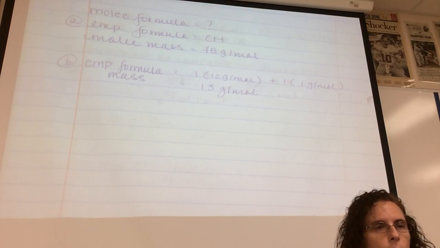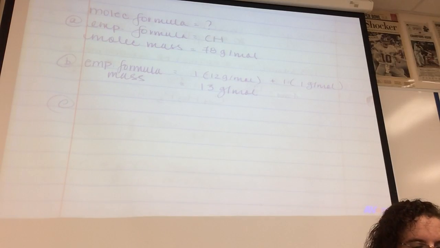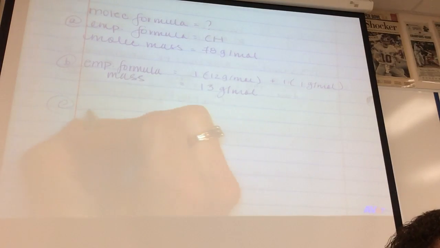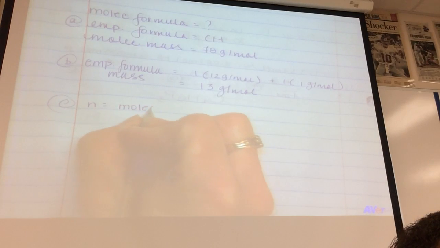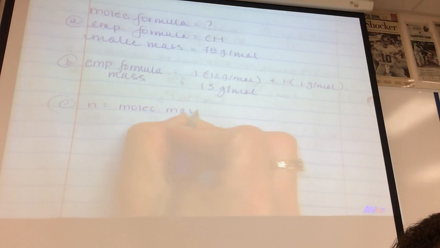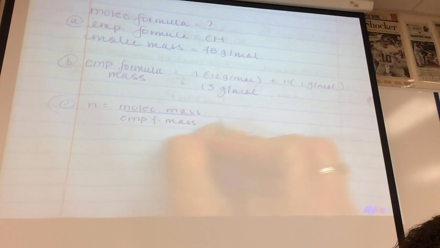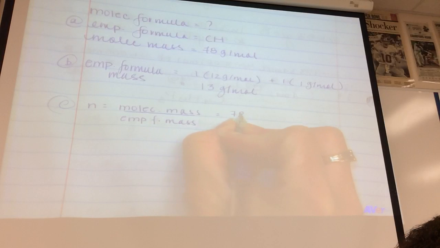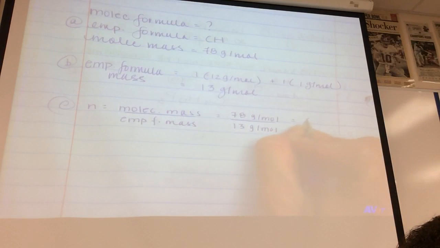And what should we do next? 78 divided by 13. We're going to find N. It's going to be the molecular mass over the empirical formula mass. And that's going to be 78 grams per mole over 13 grams per mole, which is 6.